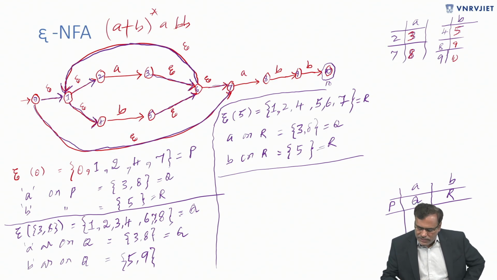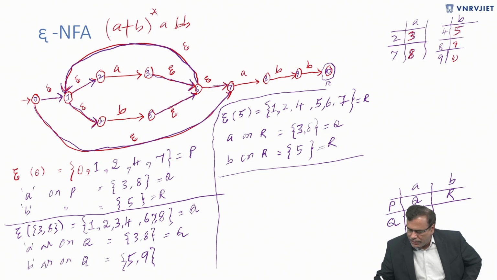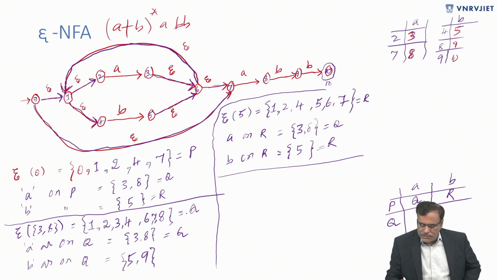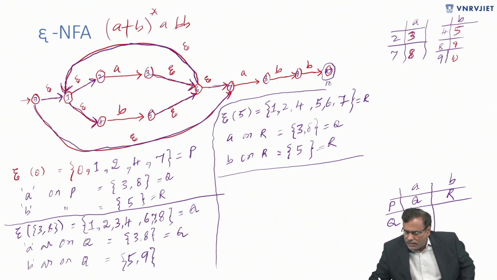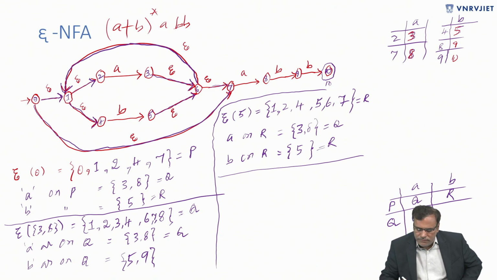What are the different states you have? You have the different states P, Q, R as of now. So next, Q on A. Q is the epsilon closure of 3, 8, you are calling it Q. So A as input on Q, you go to state Q itself. And B on Q is 5, 9, but you have not yet found the epsilon closure of 5, 9. That's what you are supposed to do now.